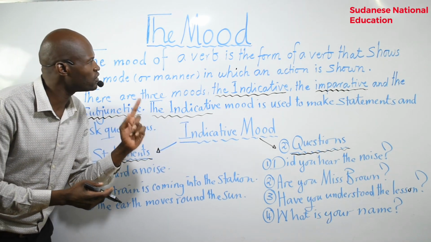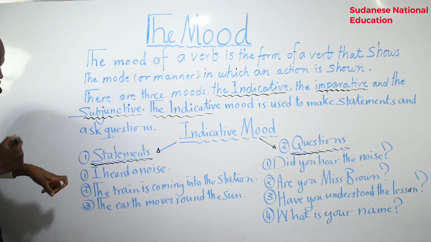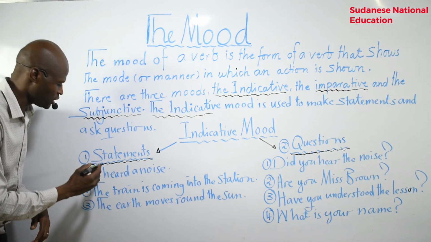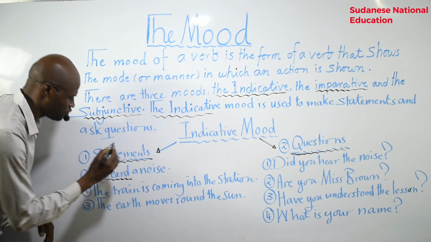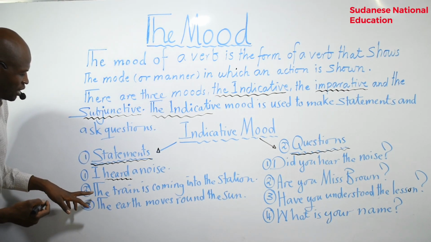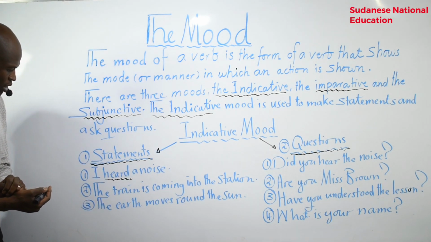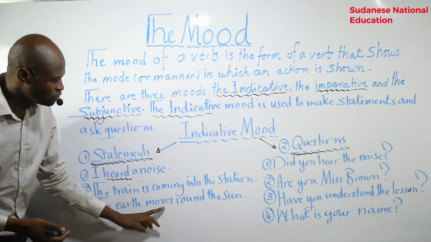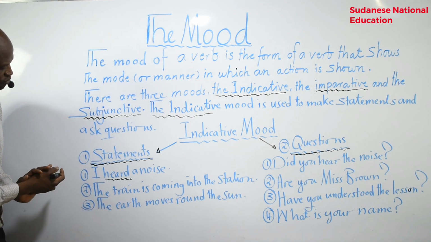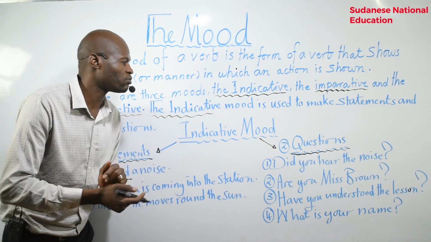And we said the mood of the verb is the manner in which we speak. Number one here, I heard a noise. Here, the form or the manner of the verb is a statement that is telling us information. Number two, the train is coming into the station. Also, number three, the earth moves around the sun. These three types of statements, we express them under what we call indicative mood.